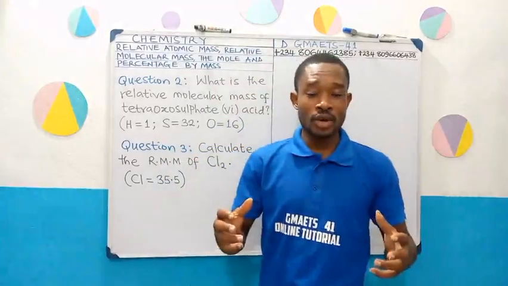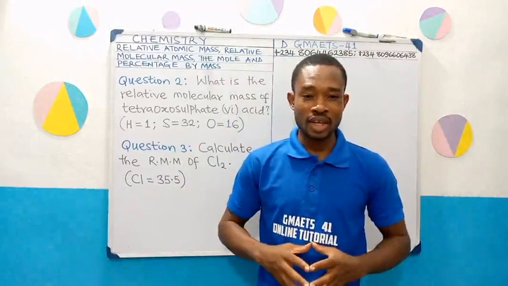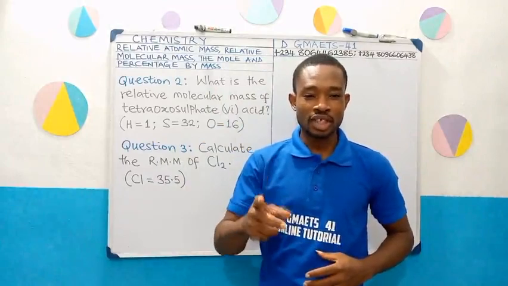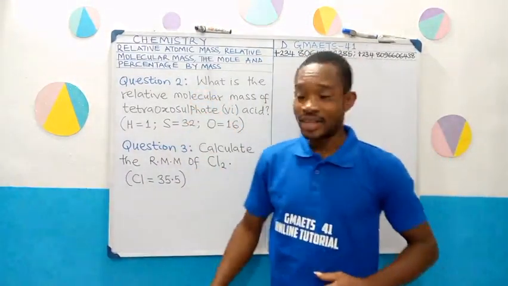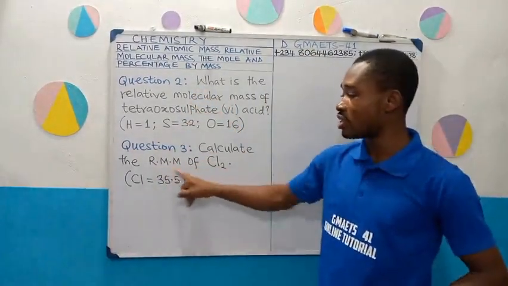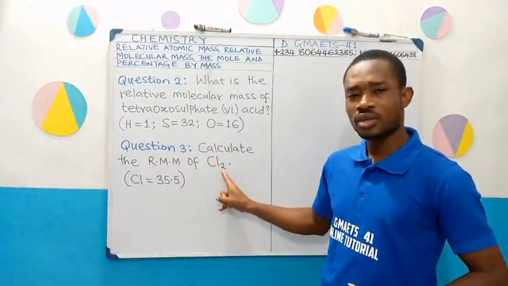In this video, we are going to obtain the relative molecular mass of tetraoxosulfate 6. Question number 2 here, right? And then also, we are going to calculate the relative molecular mass of Cl2.